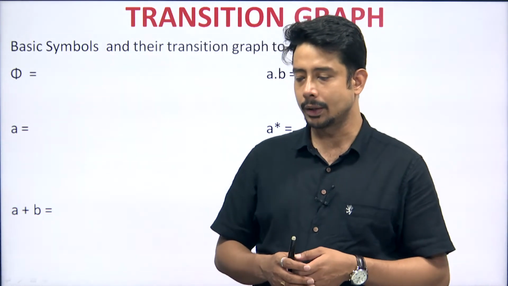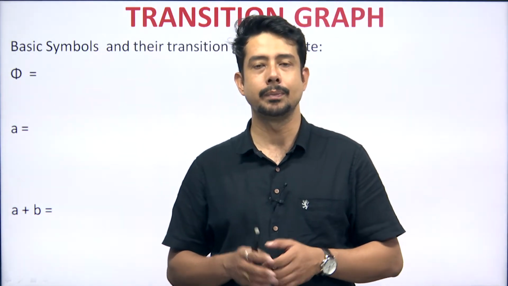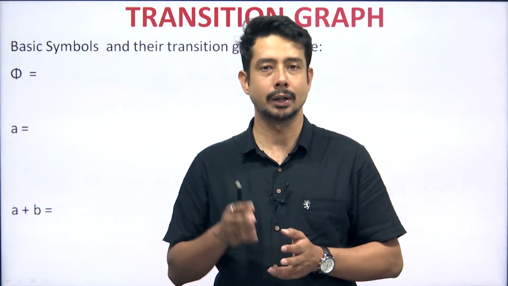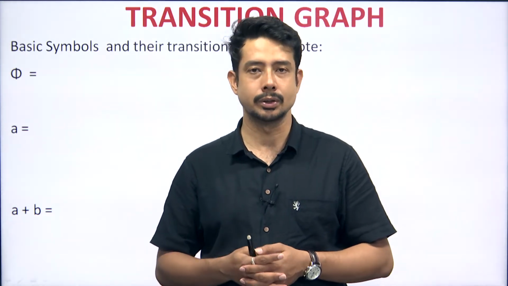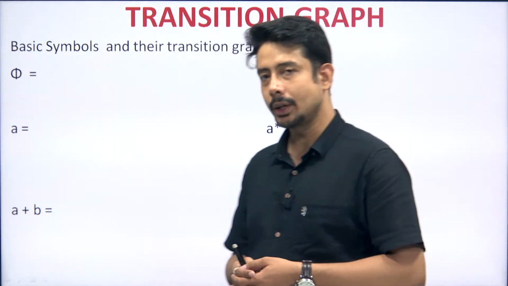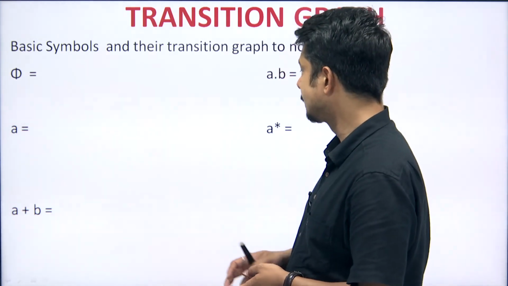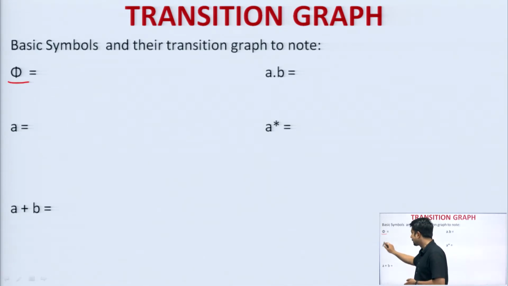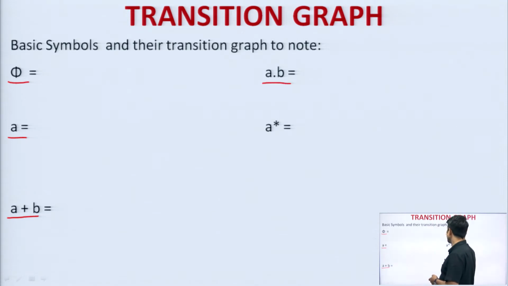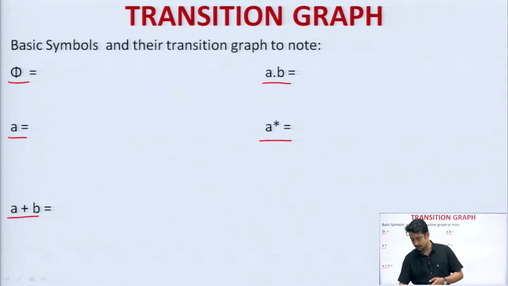In the first part, we will be looking at some of the basic representations of a regular expression into a finite automata, or you can say into a transition graph. Let us check one by one. We have some basic symbols or primitive expressions that we have already discussed in the previous lecture: phi, single a, a plus b, a dot b, a star. So, how to represent these? Let us check one by one.